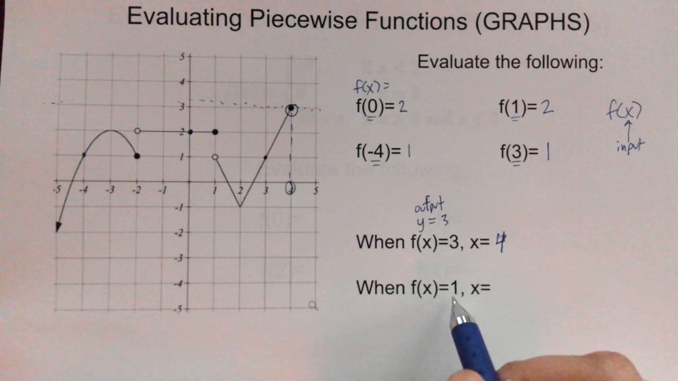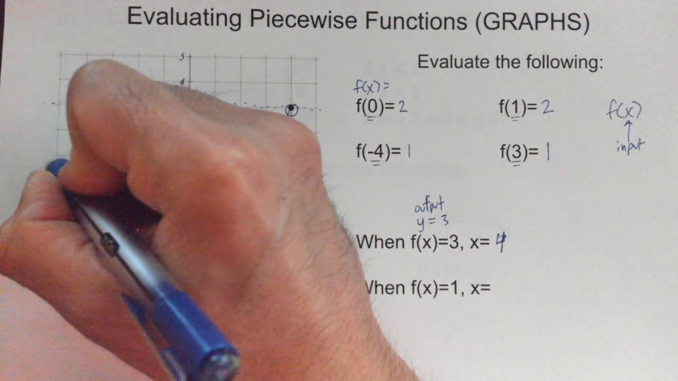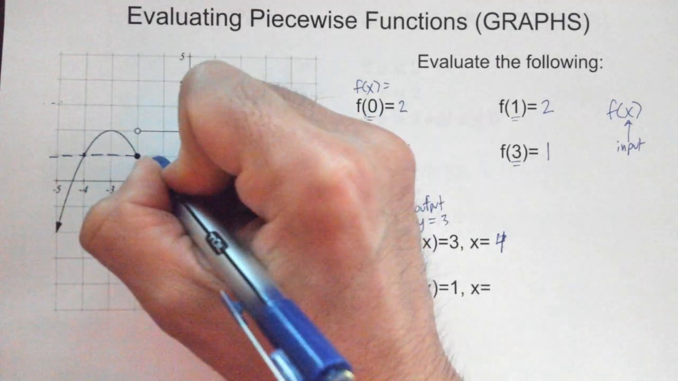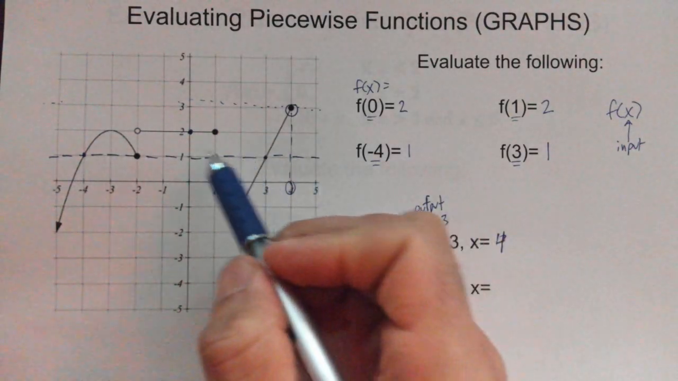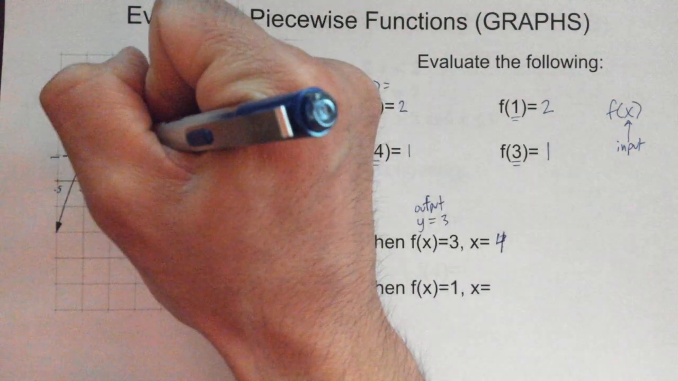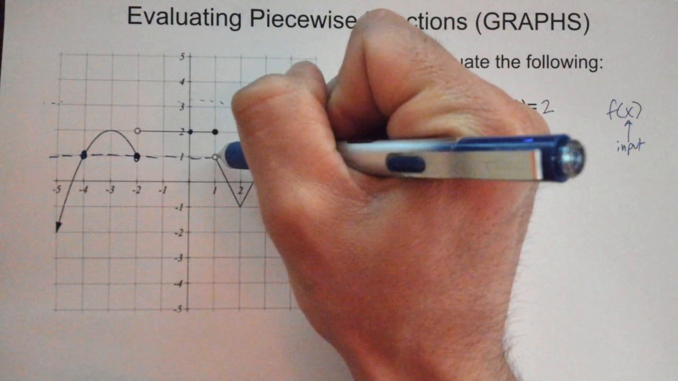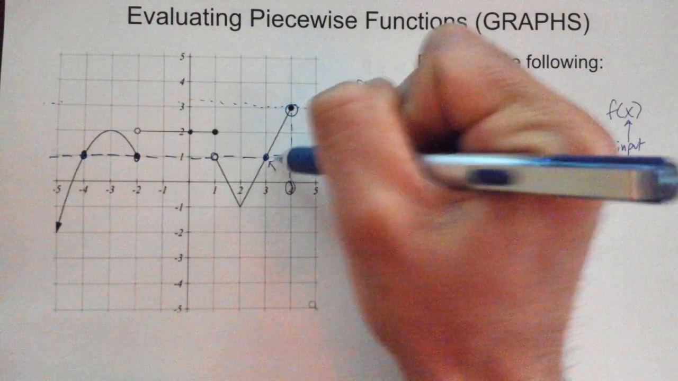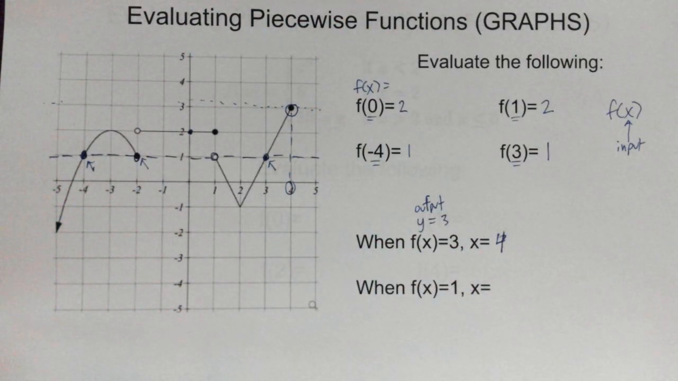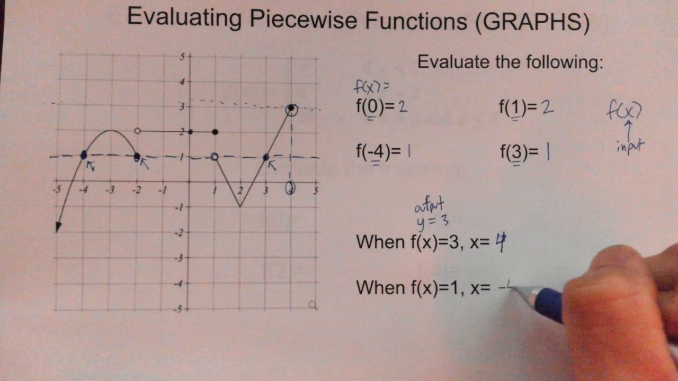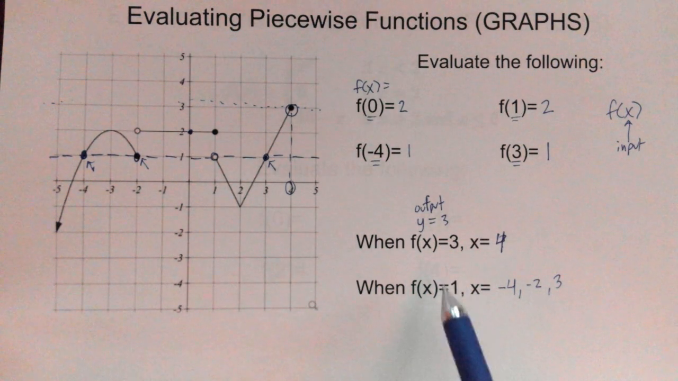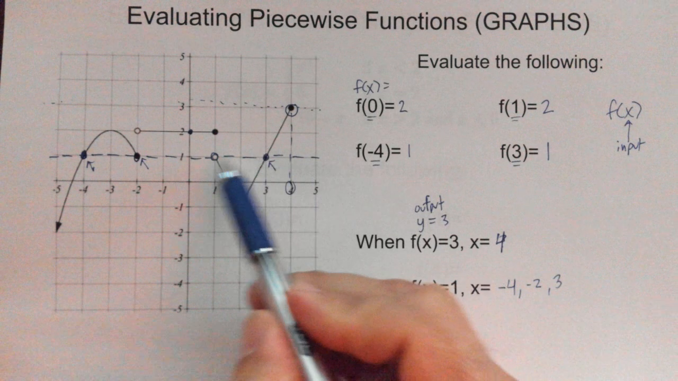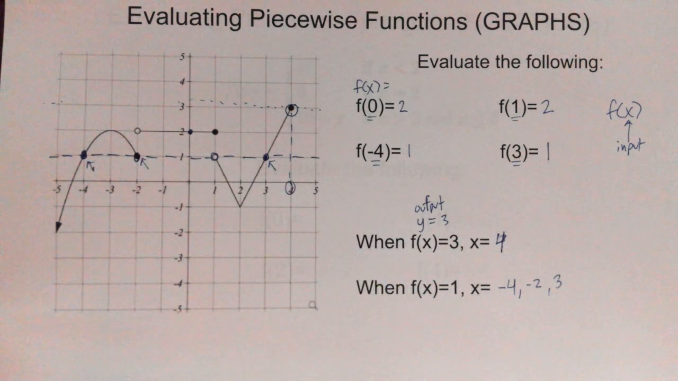When y equals 1, what is the input? So I go to 1. Now notice how this imaginary line at 1 crosses multiple times. We have it here, here, not here, but we do have it here. We have it at 3 locations. So when x equals negative 4, negative 2, and 3, the output is 1. And you can see that here: 3, negative 2, negative 4.